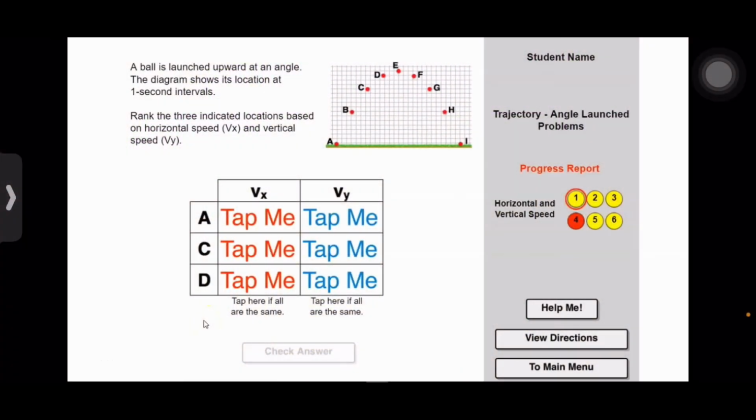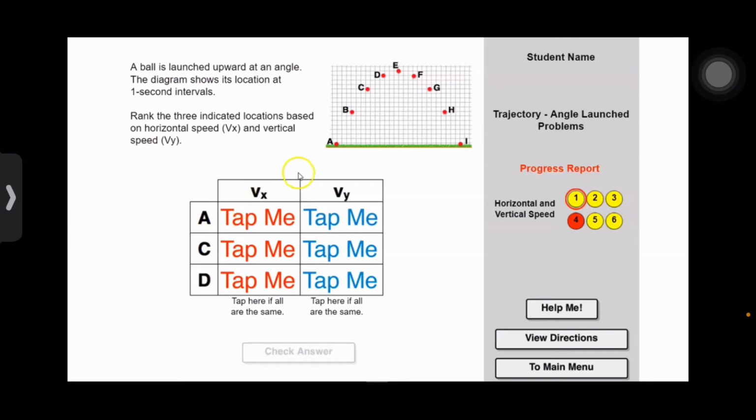Since we're going over a lot of the same thing, I'm just going to read the question one time, because it's going to be the same question with different points on the parabola, or trajectory. So here it goes. A ball is launched upward at an angle. The diagram shows its location in 1 second intervals. Rank the 3 indicated locations based on horizontal speed v of x and vertical speed v of y.